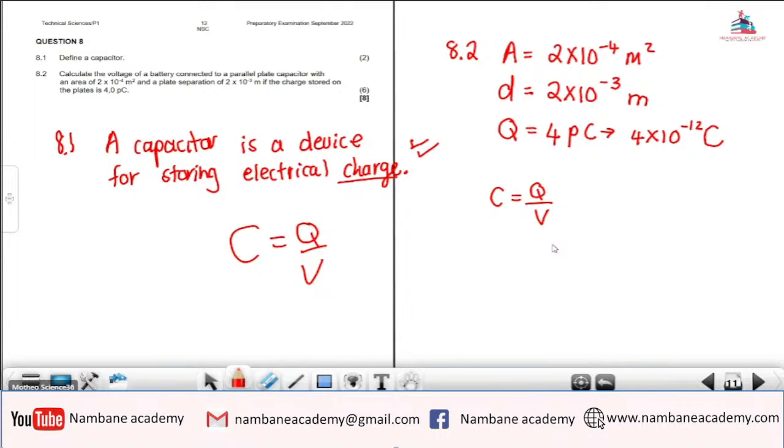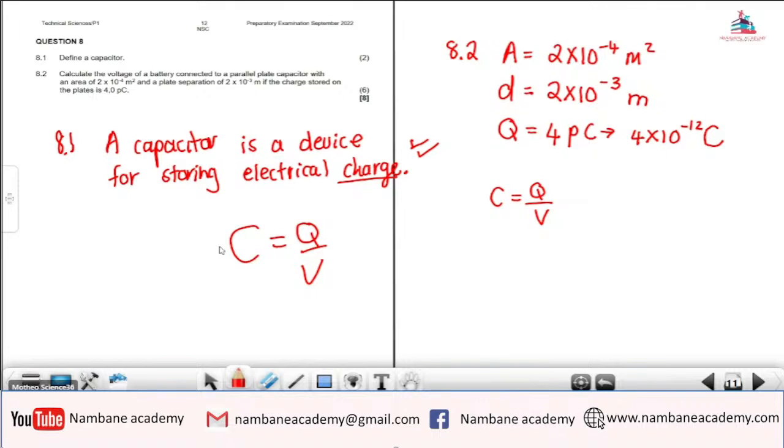What is given to us? Capacitance, is it given? No. Voltage, is it given? No, we have to calculate it. Charge is given. So what do we have to do before? It's 6 marks. What do we have to do before this?